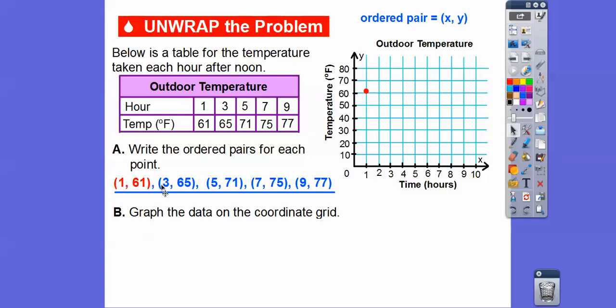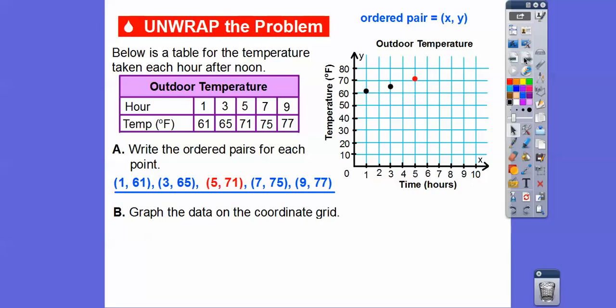Okay, so for this one, we always start at the origin. So we're going to go back to the origin right here. And this one says go over 3 and then up 65. That's going to take us right in the middle of 60 and 70, so right about there. So there's that one right there, okay?